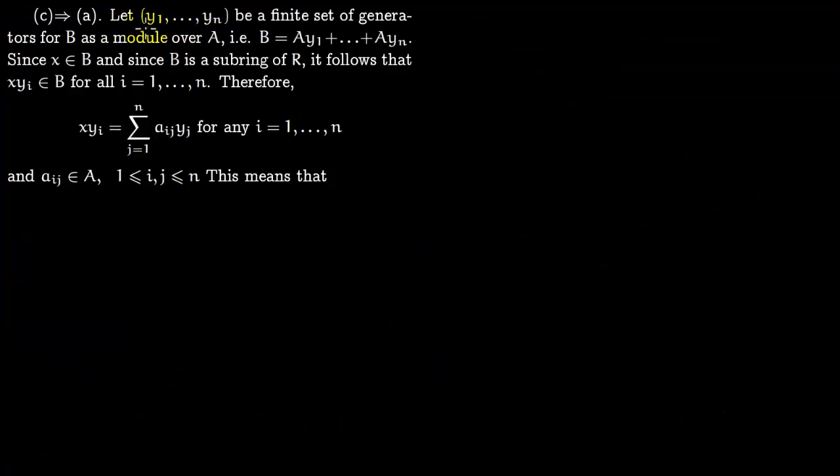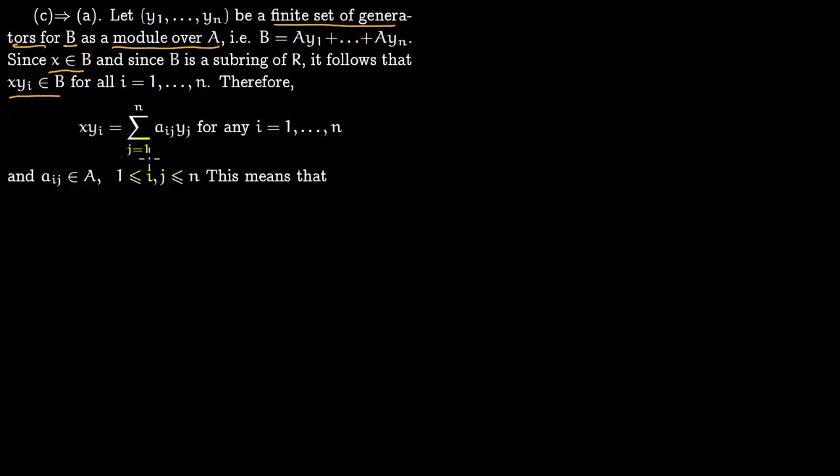So for C implies A, we start with a finite set of generators, say y1, y2, y3, all the way to yn. These are a finite set of generators for B as a module over A. So every element of B you can write as a1 y1 plus all the way to an yn. Now we also said that B is a subring of R, and x is also contained within B. Since B is a subring of R, it follows that x y_i is in B, because x is in B and B is generated by this finite set of generators, so x y_i is in B for all i equals 1 to n.